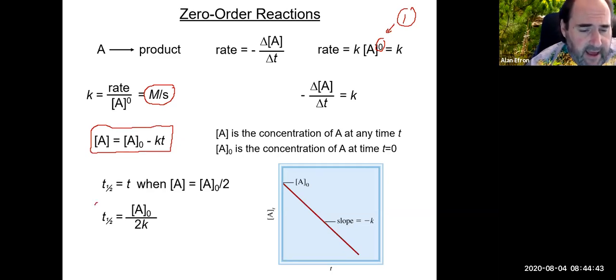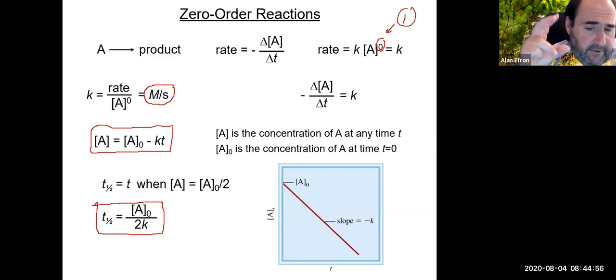We also have a half-life here, which is the initial concentration divided by 2K. Again, the initial concentration is important in terms of the half-life that we see. Here it's on top, which means the larger the initial concentration, the larger the half-life, and the smaller the initial concentration, the quicker the half-life would be.